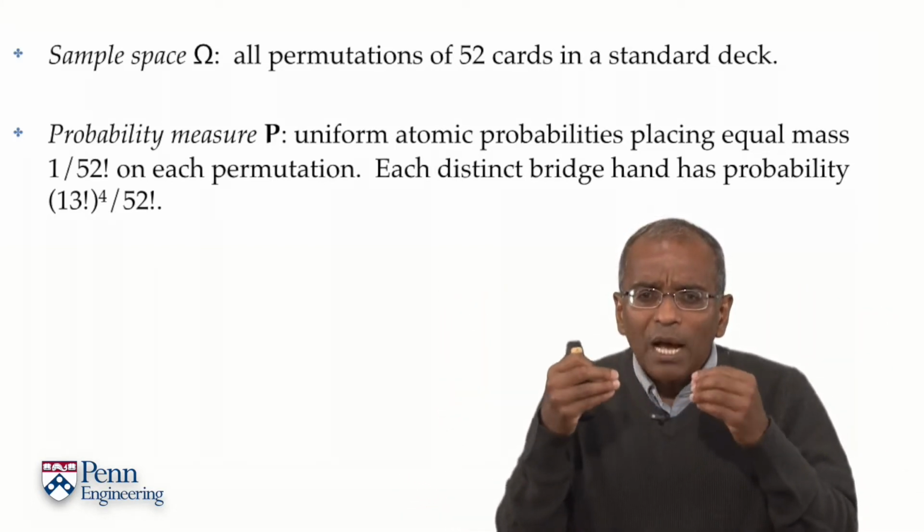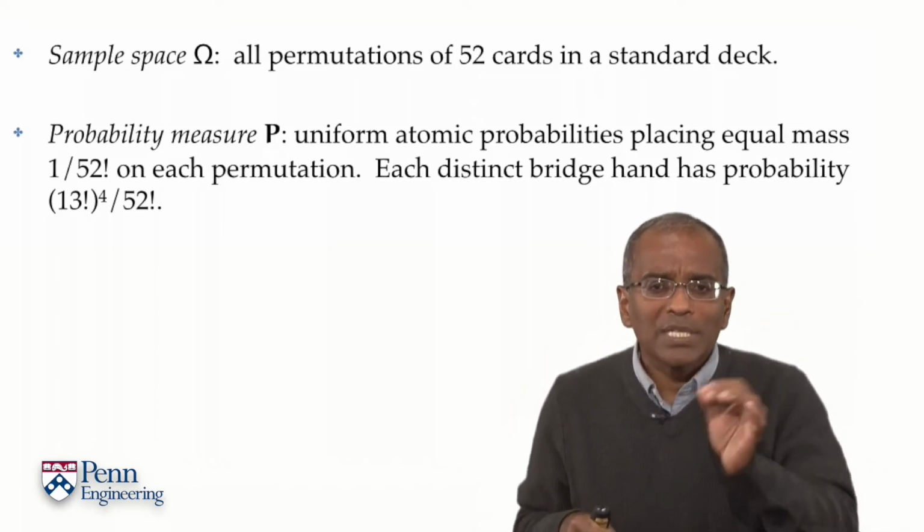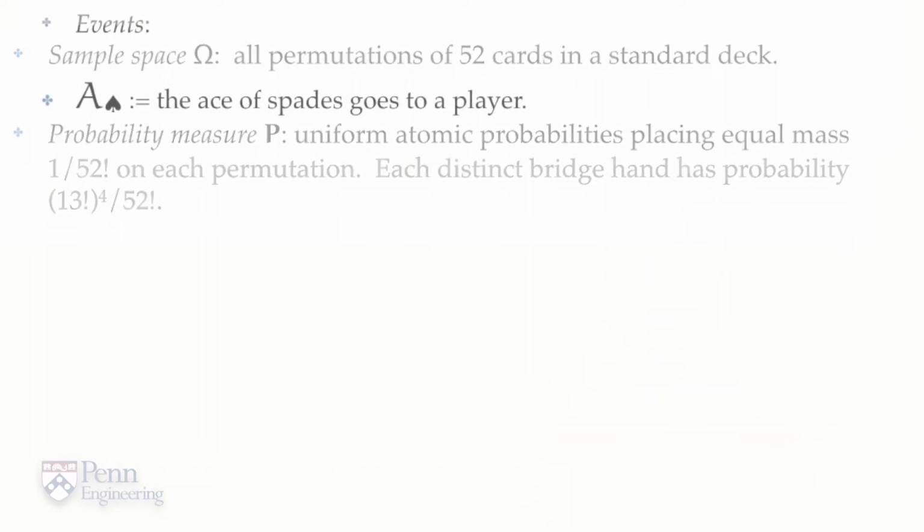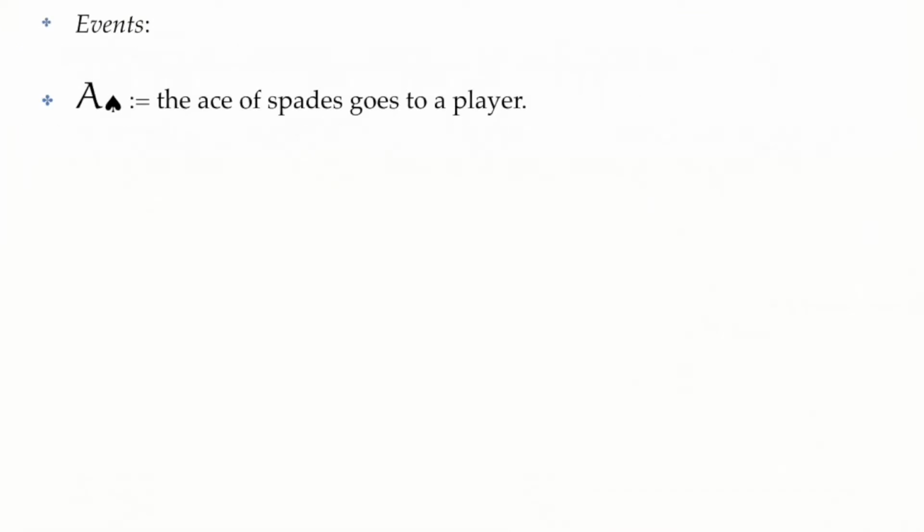Now let's edge up to this target event, well, one step at a time. Now, manifestly, the ace of spades has to go somewhere. So let's target an event, let's call it A of spades, to mean that the ace of spades goes to some player. Of course, this is certain. The ace of spades is just another synonym for the entire sample space. Every bridge hand will deliver the ace of spades to somebody. Oh, that's okay. This is just a starting point.